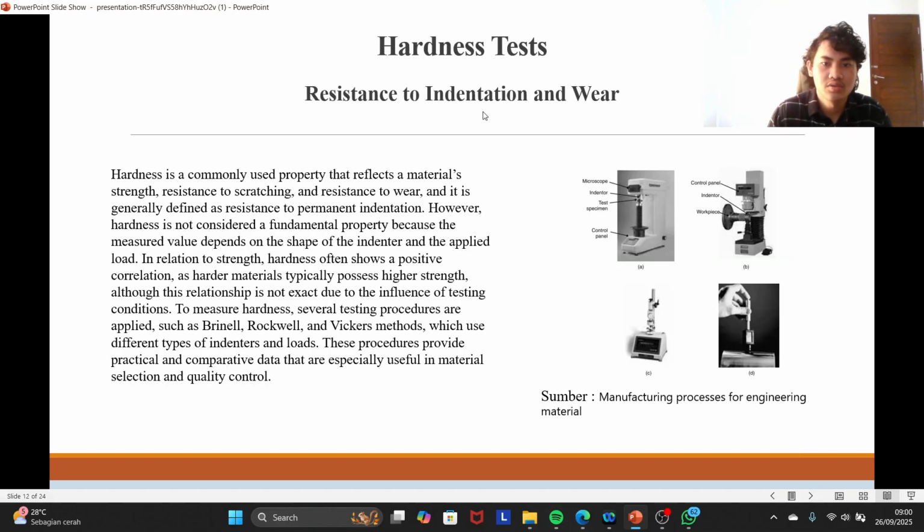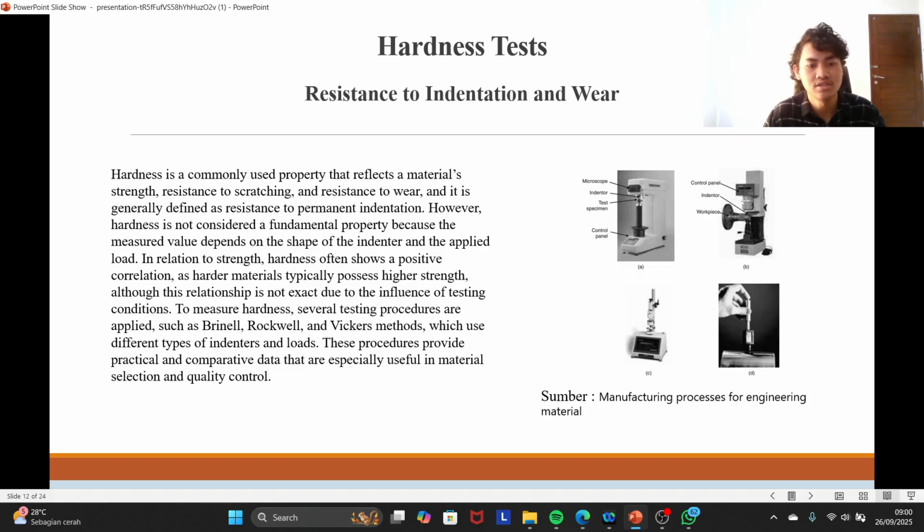Hardness test, resistance to indentation and wear. Hardness is a commonly used property that reflects a material's strength, resistance to stretching, and resistance to wear, and it's generally defined as resistance to permanent indentation. However, hardness is not considered a fundamental property because the measured value depends on the shape of the indentation and the applied load. In relation to strength, hardness often shows a positive correlation, as harder materials typically possess higher strength.